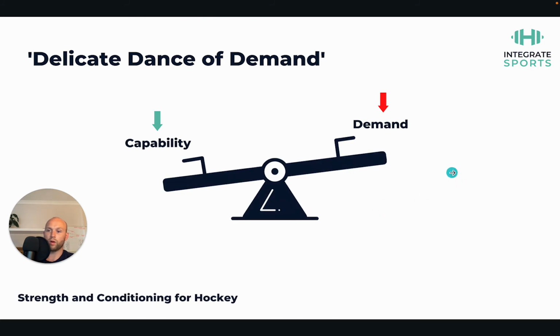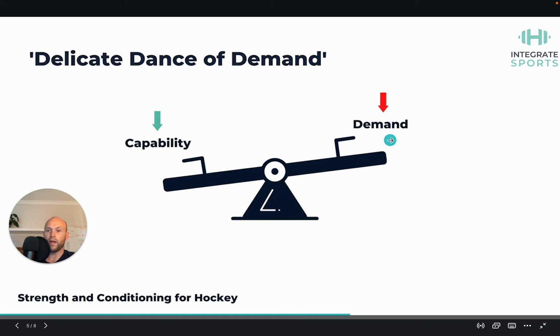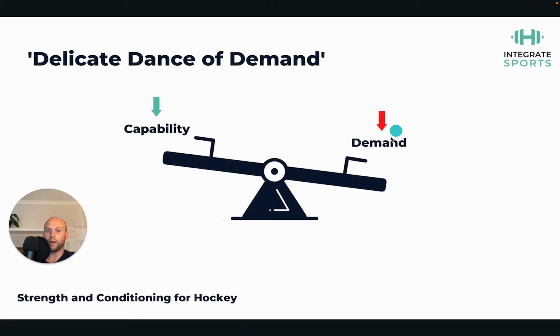So this is what I've called the delicate dance of demand. We have on the left-hand side capability and on the right-hand side demand. As you can see in this example, the capability pushing down physically, as more capability means that the demand isn't kicking us down on this other side. On the flip side, if the demand outstrips capability, then we're going to be leaning far too much towards this demand. The athlete can't keep up, and this is an out of balance seesaw, if you like, and the demand is going to be too great for the athlete, and they are definitely going to be at risk.